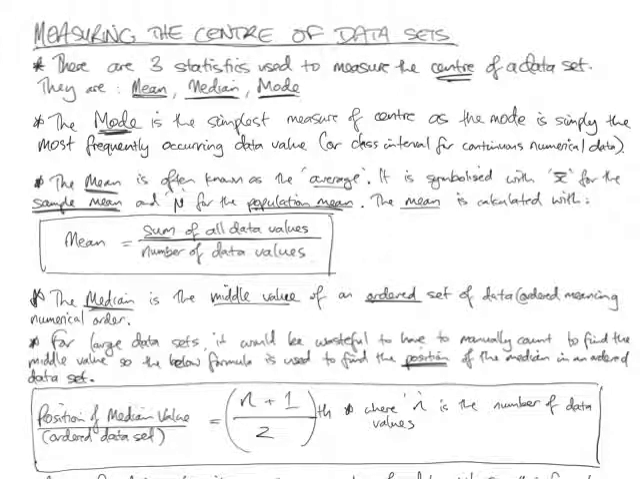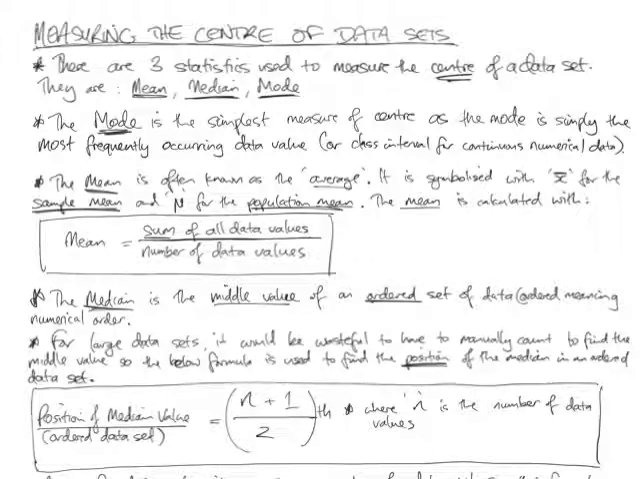The next one, easiest to calculate, is the mean. It's often known as the average, symbolized with X with a bar on top of it for the mean of the sample, and this mu symbol for the population mean. You won't have to deal with that so much here, because most of the time you'll never know what the population is.